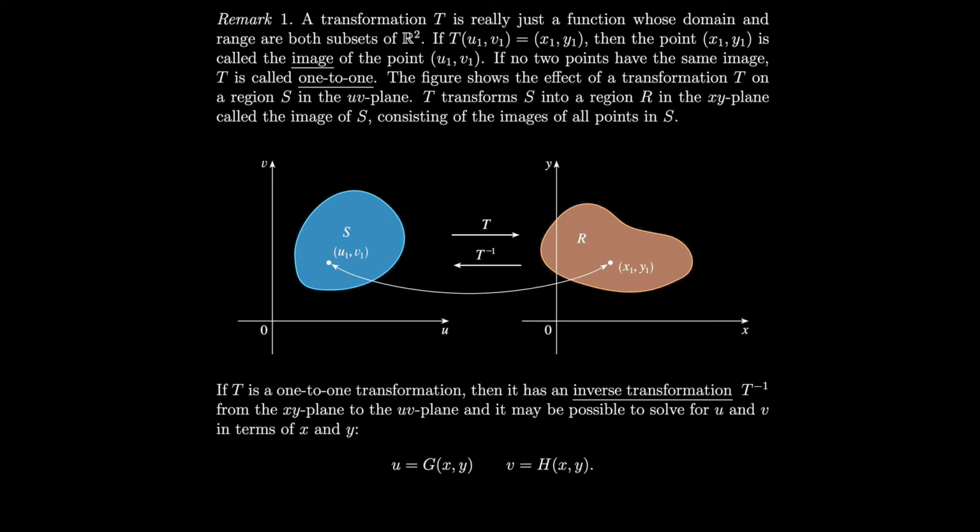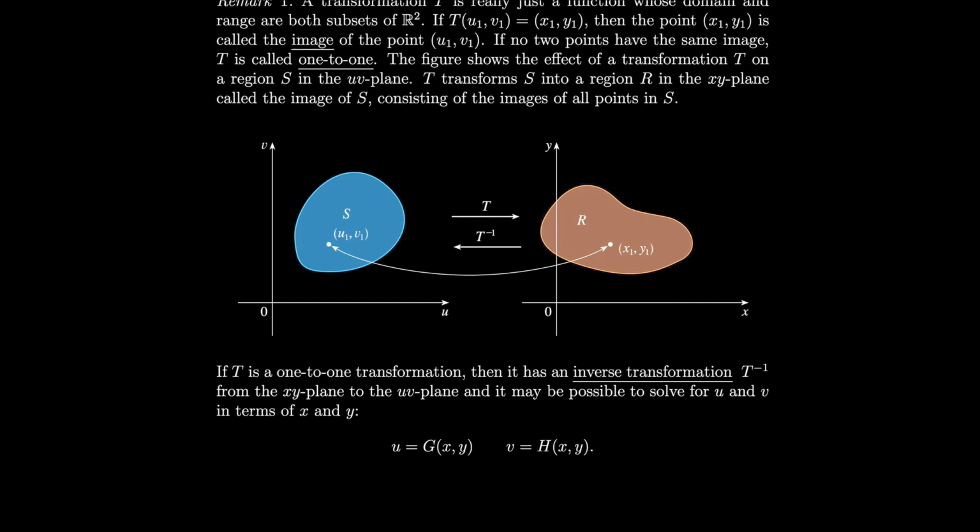It consists of all of the images of all the points in S. If T is a 1-to-1 transformation, then it has an inverse transformation, T inverse, from the xy plane to the uv plane, and it may be possible to solve for u and v in terms of x and y. So in that case, we would write u as capital G, a function of x and y, and v as capital H, a function of x and y. That's when we go backwards from xy to uv with T inverse.